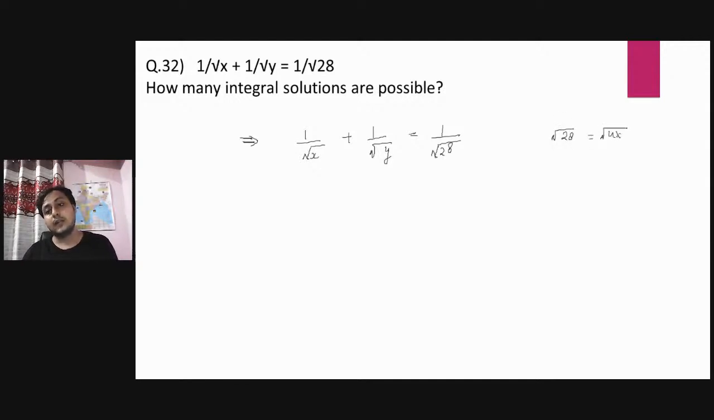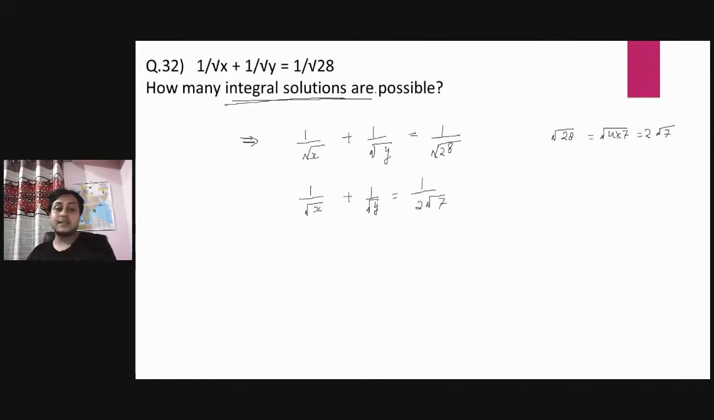4 into 7 is 28. What will we get? 2 root 7. Right? 2 root 7. So we can write it as 1 by root x plus 1 by root y equals 1 by 2 root 7. Got it? So you have to find the integral solutions. You have to find the integral solutions in this case, right?